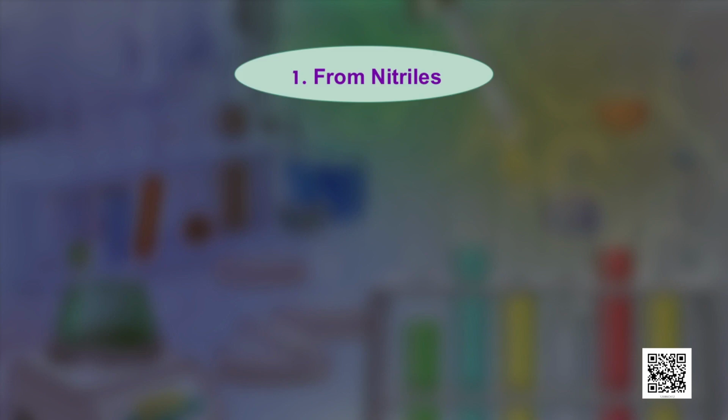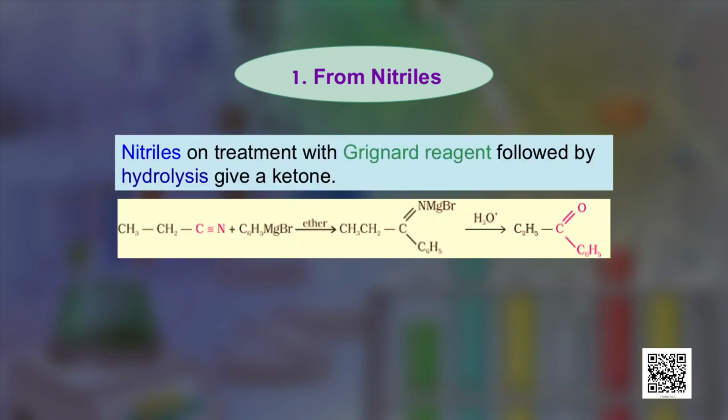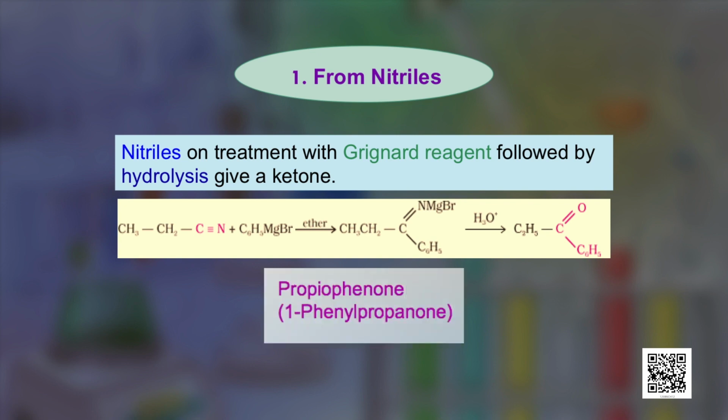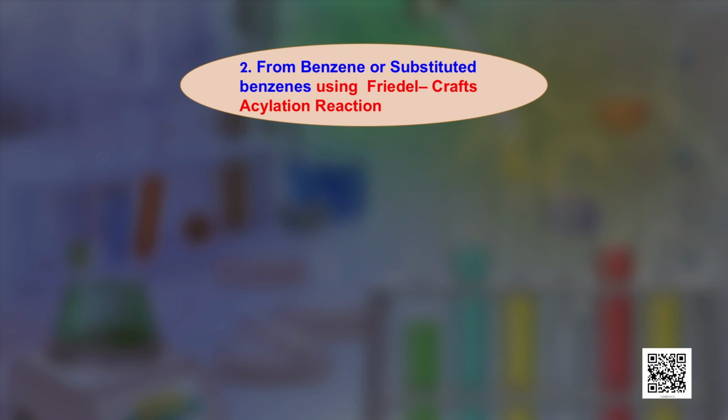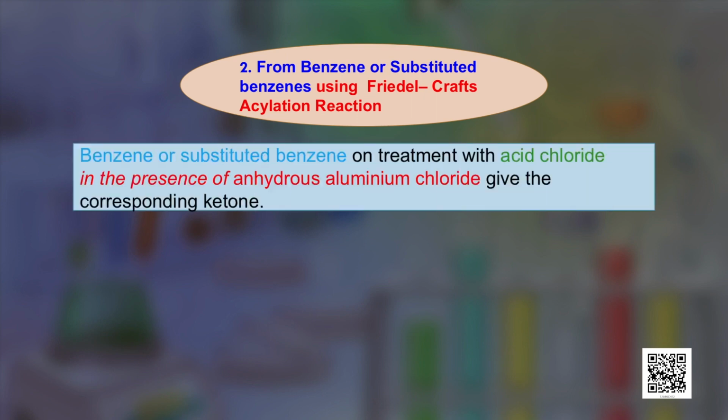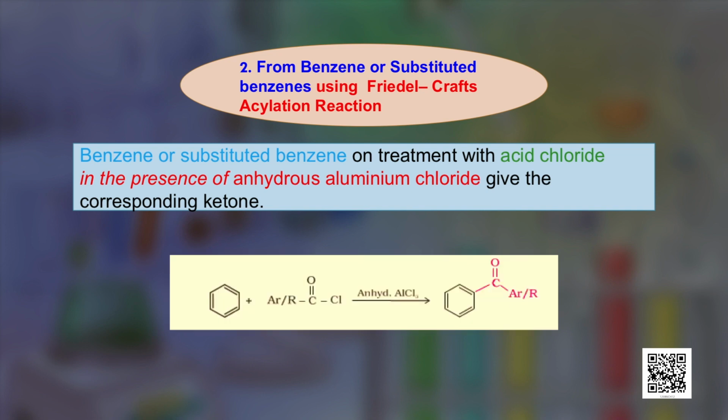The second method is from nitriles. Here again, nitriles on treatment with Grignard reagent followed by hydrolysis give a ketone. Propiophenone, or 1-phenylpropanone, is shown here as an example, which has been synthesized by the reaction given. The third method is from benzene or substituted benzenes using the very common Friedel-Crafts acylation reaction. Benzene or substituted benzenes on treatment with acyl chloride in the presence of anhydrous aluminum chloride give the corresponding ketone, and you can see this in the reaction here.